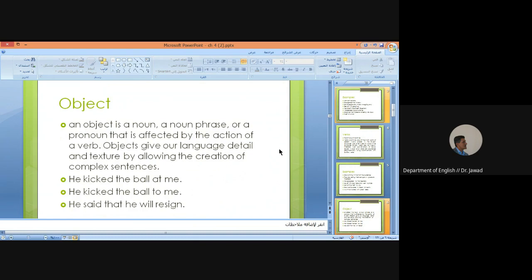He said that he will resign. That he will resign is a clause, a noun clause. So this is a complex sentence. Now this noun clause, that he will resign, constitutes the object of the verb said. So this is what is meant by the creation of complex sentences. Let's move.